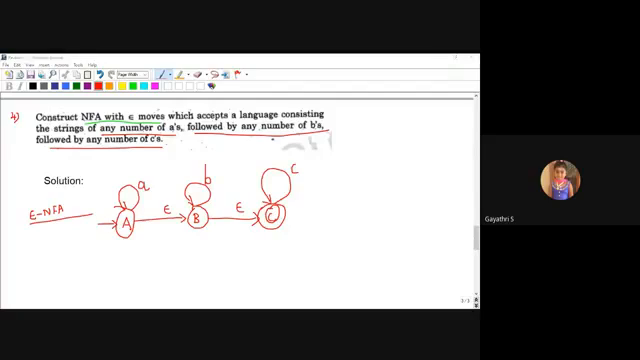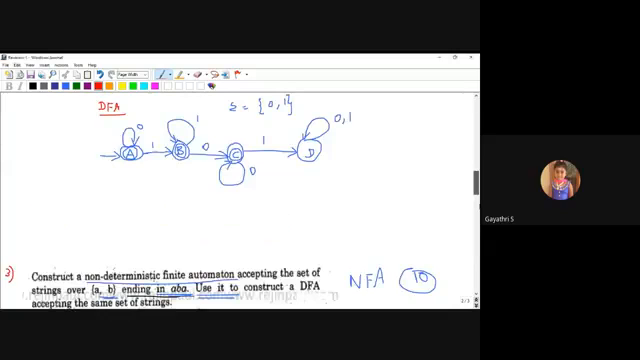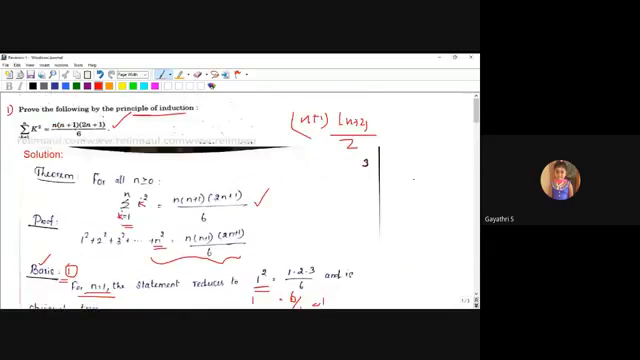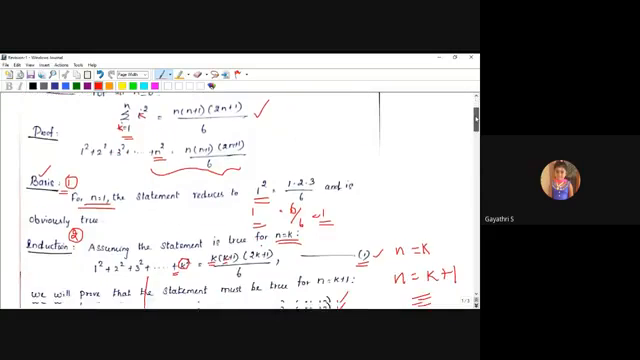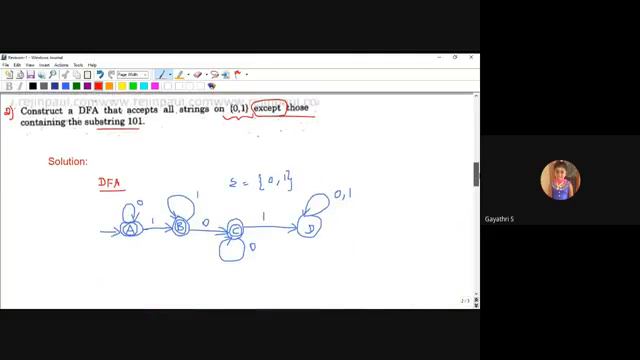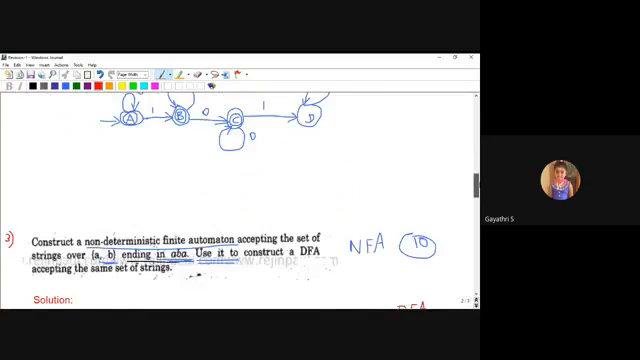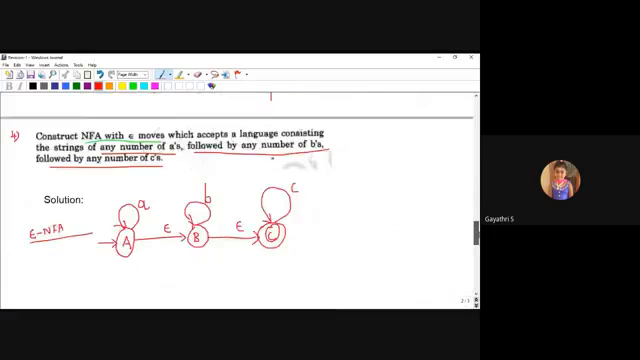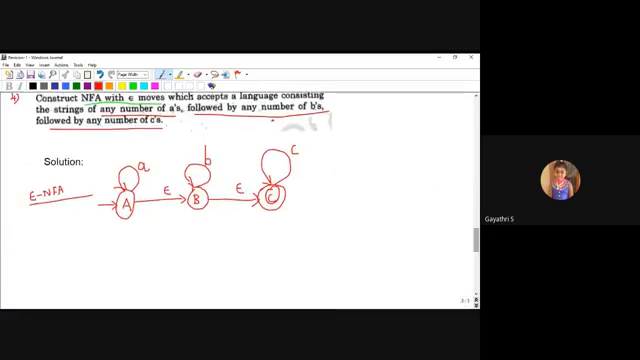So we have revised 4 questions so far. First one, the principle of induction theorem, an important theorem. Second one, the not-substring problem in automata. Third one, subset construction. The fourth one, how to construct epsilon NFA.